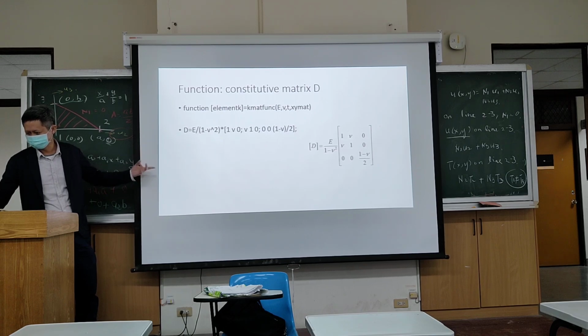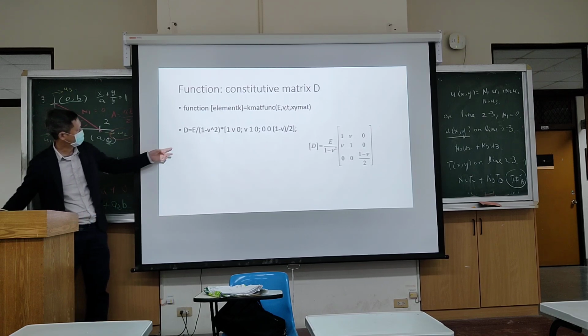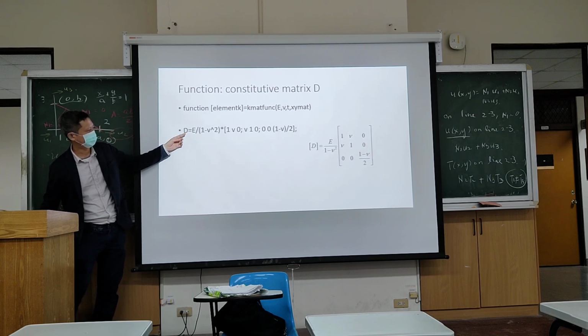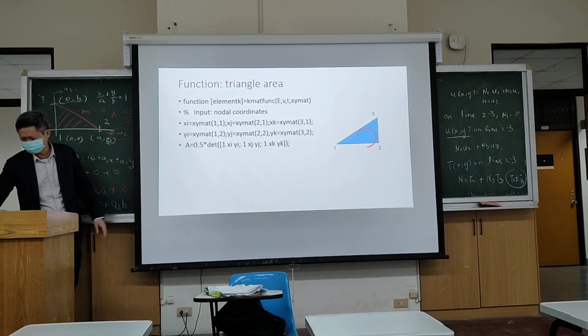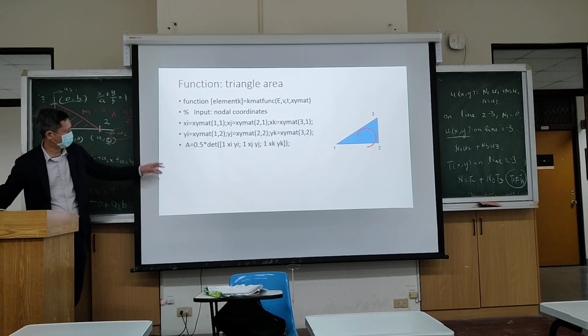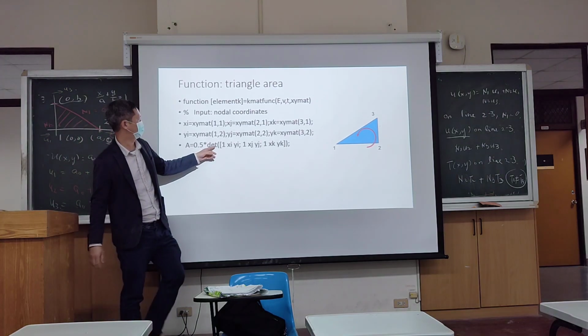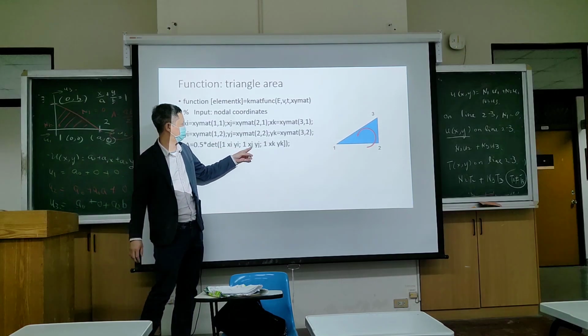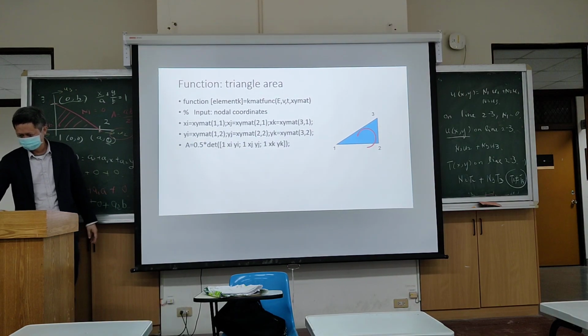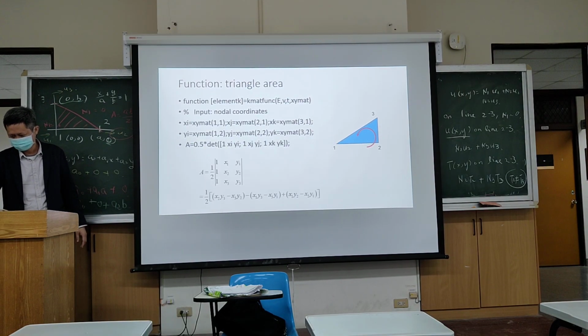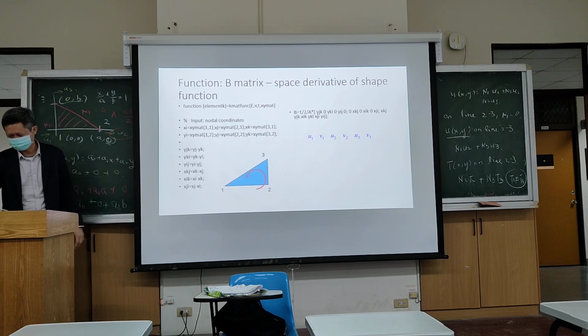Upon substituting the matrix script, you will have your D matrix, which is the constitutive equation. And then within this, you have to call this function. This function will also calculate the area for you. Okay? What is your area? Area is half the determinant of 1, xi, yi; 1, xj, yj; 1, xk, yk. Okay? And this then gives you the area.